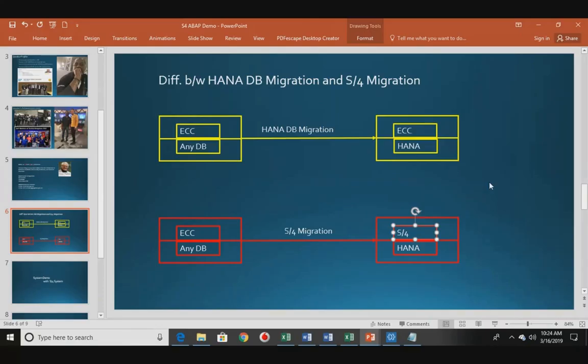S4 is completely rewritten; the complete ERP was rewritten as per the HANA database. So in this migration, the application is going to be migrated and the DB is also going to be migrated. This is what is going to be the future state if you go for S4 migration, which we call application migration. So this is about the difference between DB migration and S4 migration.